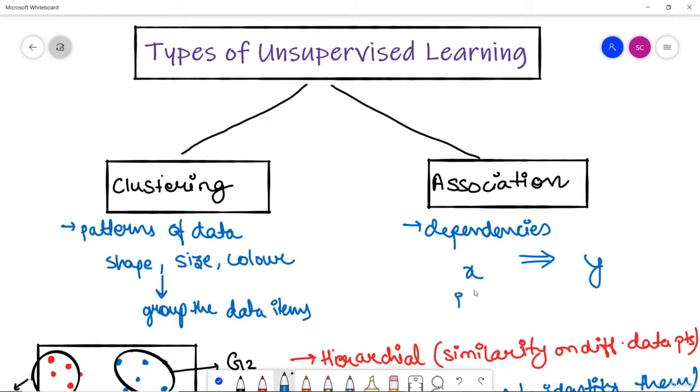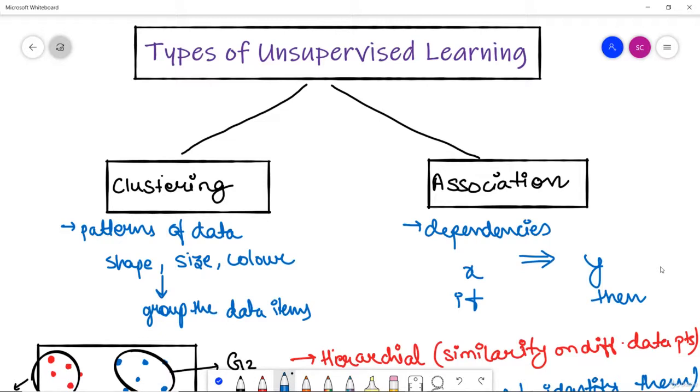So if X will be there, then only Y will be there. In the very basic example, you can say that if I went to a market and if I buy bread, the bread influences the buyer to buy milk and eggs. So it depends. That means it is an association, where dependency happens between the data set.